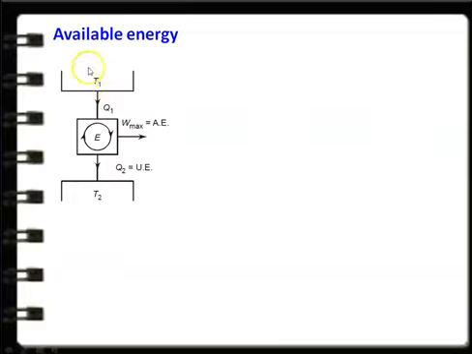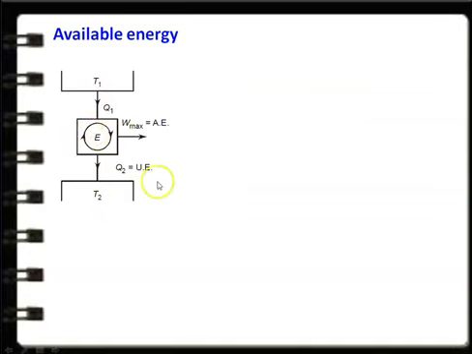From the reservoir, the amount of heat given to the engine is Q1, and the engine is producing work, W. Whatever the maximum possible work is, that is called available energy, and the amount of energy rejected, Q2, is the unavailable energy, rejected to the sink temperature T2. So this is the source temperature T1, the sink temperature T2, the engine is working and it is producing work.